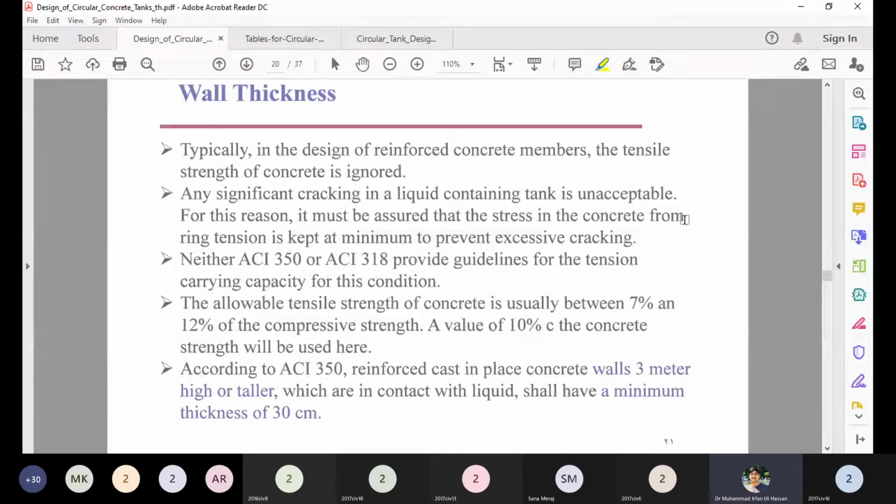And secondly, we can also go for more thickness. When the stress is applied, the concrete should also be capable of taking the tensile stress. If the concrete is not capable, then we can increase the thickness of the concrete. So how much is the maximum allowed tensile strength of the concrete? It is 7% to 12%, or 10% of the concrete strength; the tensile strength will be taken equal to 10% of the concrete strength.